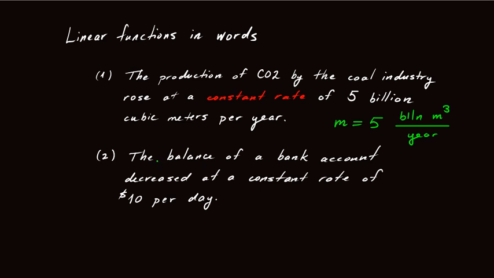Let's look at the second example. The balance of a bank account decreased at a constant rate of $10 per day. Again, the telltale sign is constant rate. That means you've got a linear function. In this case, the slope, the rate of change, is 10, but the units are dollars per day. So these are two examples of linear functions given by words. The key is having a constant rate of change.